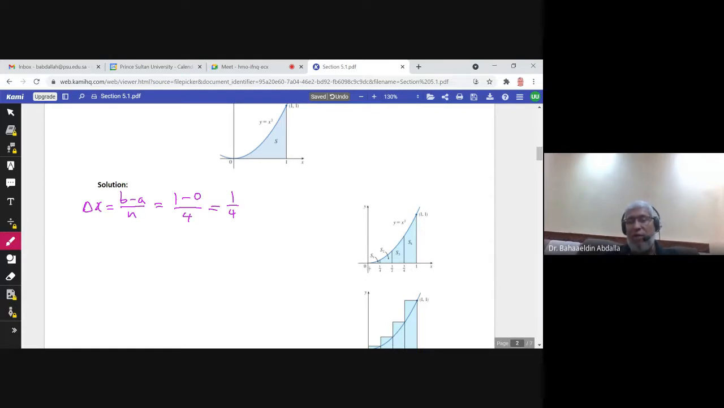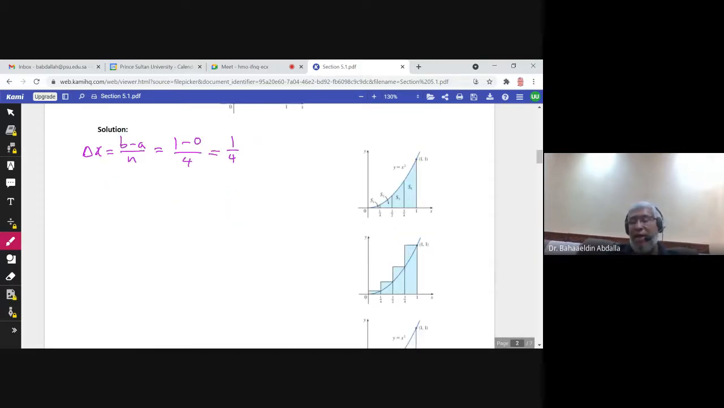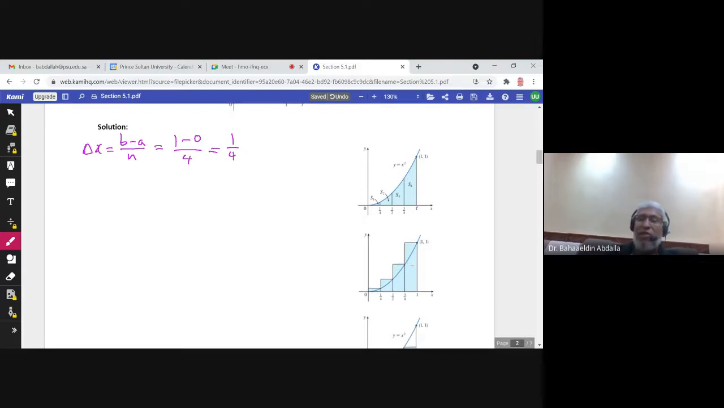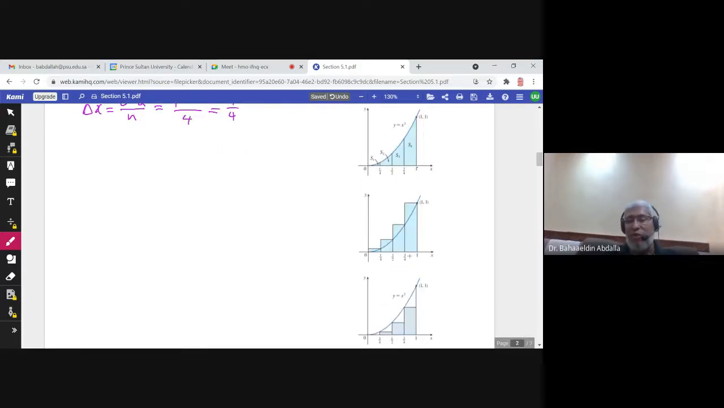So the first interval would be from 0 to 1 over 4. Then you add another 1 over 4. So the second interval would be from 1 over 4 to half, and so on. So I have 4 regions, but these are not rectangles. S4, for example, is not a rectangle. So how can I make it a rectangle? Well, I have 2 choices, either to draw a horizontal line from the right end points or from the left end points. So let us talk about the right end points first.